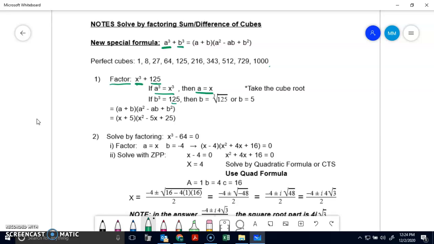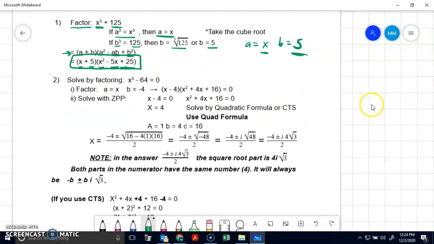If 125 is like b to the third in the formula, I would take the cubed root of 125. The cubed root of 125 is 5. So a is like x, b is like 5, and we're just going to plug it into this formula. Here's the formula. A is x, b is 5. So a squared is x squared, a times b is 5x, b squared, or 5 squared, is 25. There's my factors.